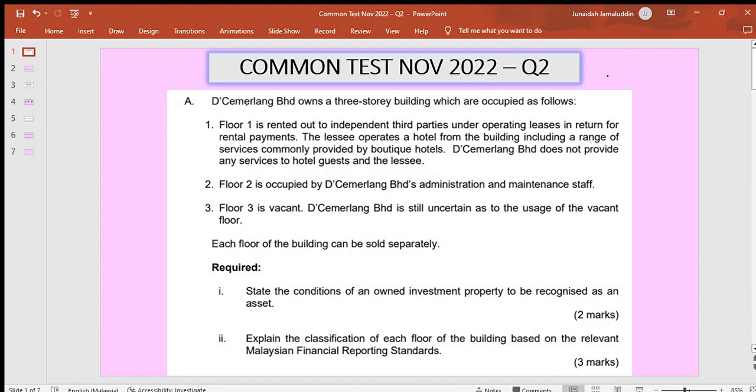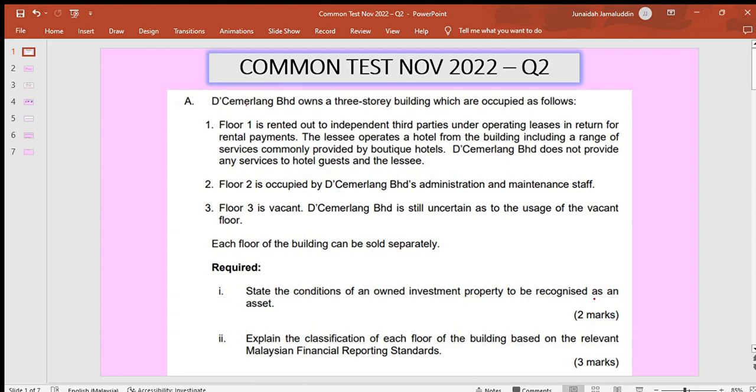Now I'm going to discuss the common test question of November 2022, question 2. Basically, this question is on MFRS 140 investment property. This question consists of two parts, part A and B. For part A, the total marks are 5, while for part B, the total marks are 10. So the total marks for this question are 15 altogether.